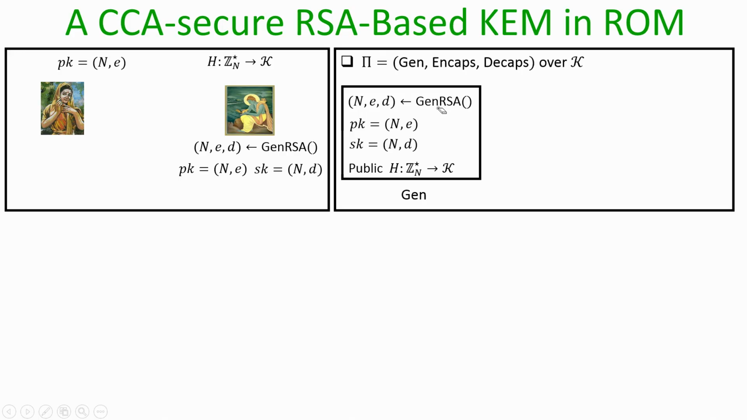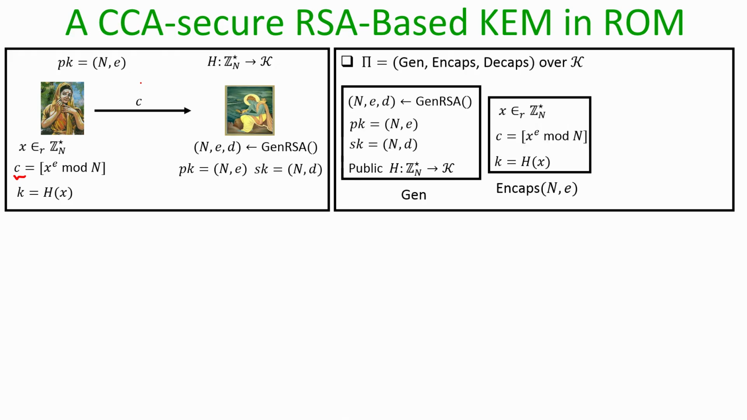Now, imagine there is a sender which wants to encapsulate a key. What the sender does is pick a random element from the group Z_n star, which we call X, and compute an encapsulation of that X as per the RSA function, namely it computes C, which is x to the power e modulo n. Then it maps the group element X to the key space by applying the key derivation function on the group element X, and the encapsulation C is sent to the receiver. So, that is your encapsulation algorithm.